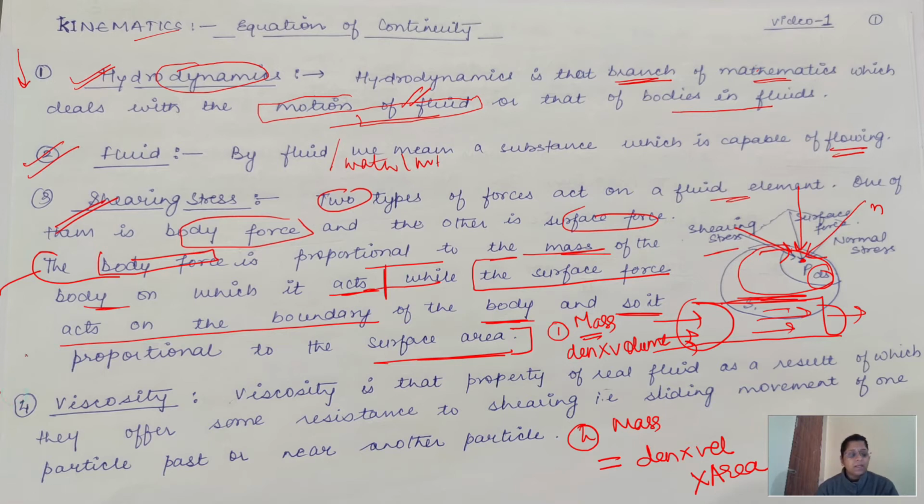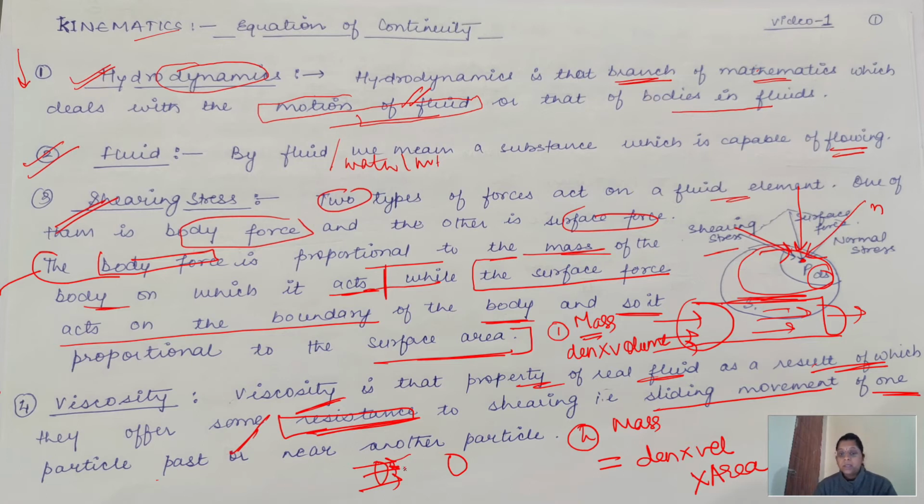Now viscosity: what is viscosity? Viscosity is that property of a real fluid as a result of which it offers some resistance to the shearing or sliding movement of a particle. It means when the particle is flowing, the force which acts in the negative direction, which decreases the speed of movement of the particle, that negative directional force is called viscosity. It is also called friction.